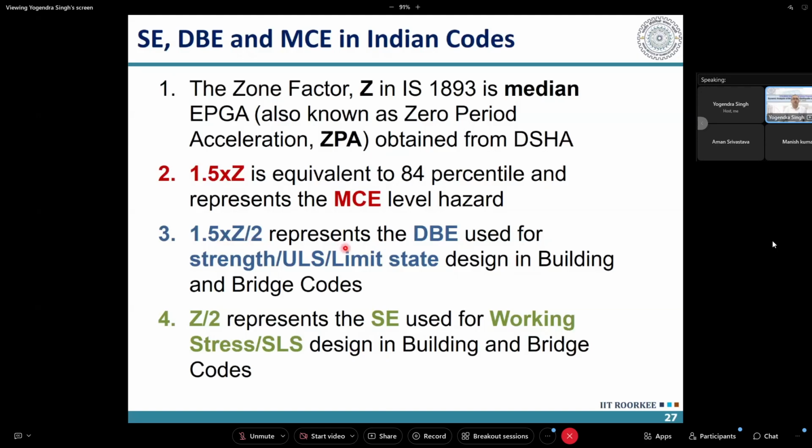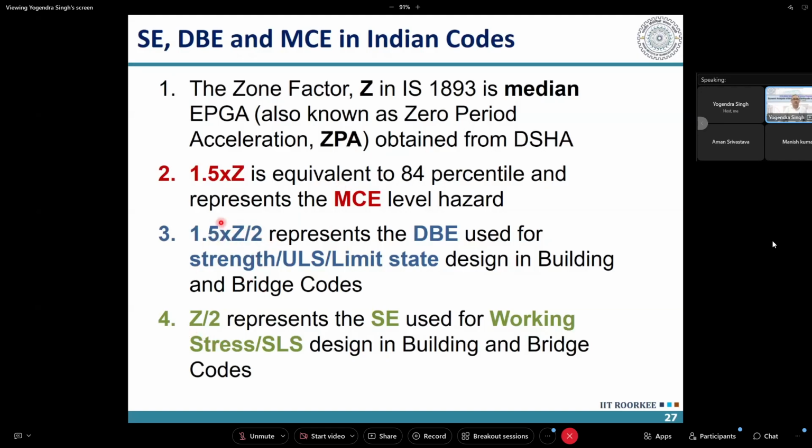So 1.5 into Z by 2, or 0.75 into Z, can be considered as the DBE level earthquake, and this DBE level earthquake is used in design, ULS or limit state design. This is currently being used. This is consistent with our code, because our code considers Z by 2 in calculation of Ah, and then it considers a factor of 1.5 as a load factor. So that's how it converts the median value obtained from DSHA into DBE.